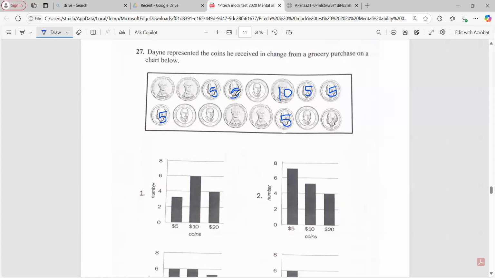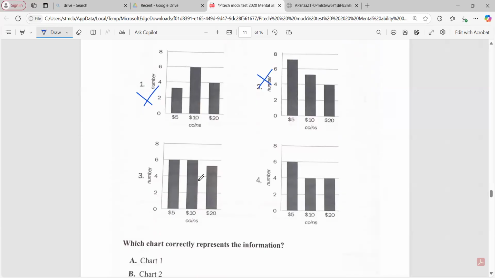Alright, so 1, 2, 3, 4, 5, 6. So we should have $6. This one does not have 6, so I'm going to eliminate this. This one has 7, so I'm going to eliminate this. Alright, let me see which one has 6. Oh, 2 of them have 6, so I'm going to have to go deeper. So the $20 is the one that is different.